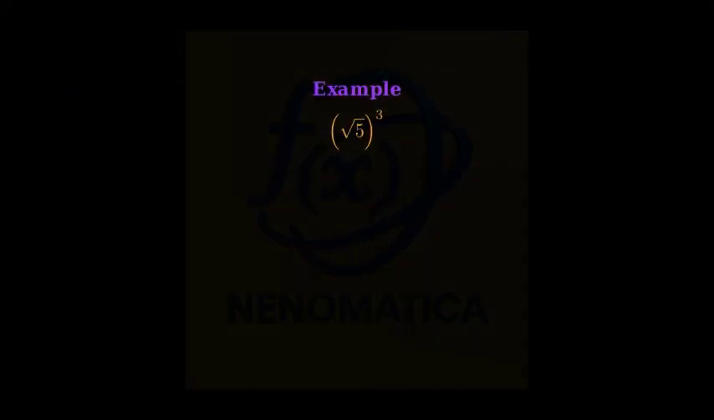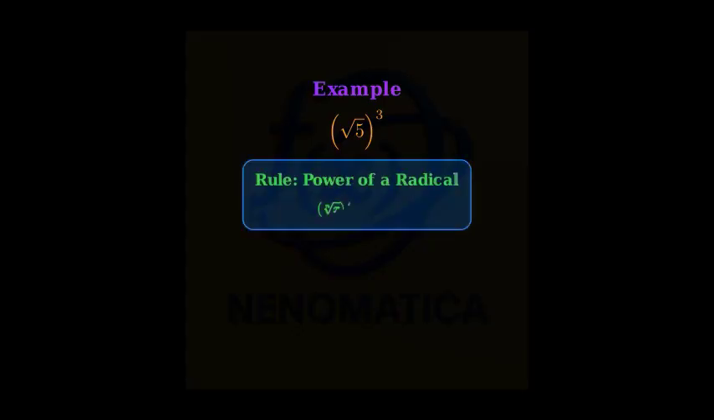We want to find the value of the expression root 5 raised to the power of 3. To solve this problem, we'll use the power of a radical rule. When we have a radical raised to a power, we can move the exponent inside the radical. Specifically, if we have the nth root of x raised to the power of m, this equals the nth root of x to the power of m.